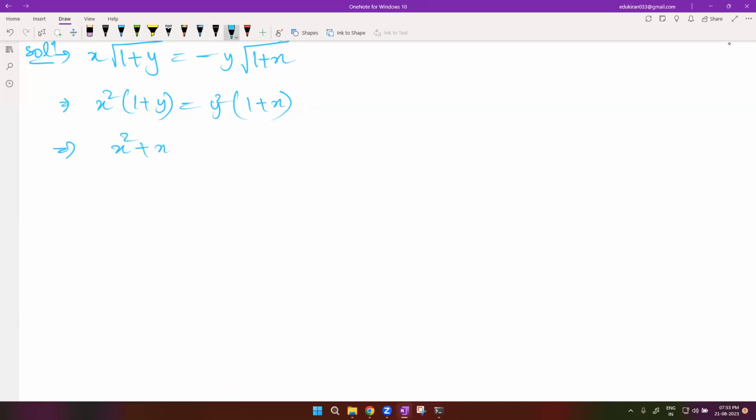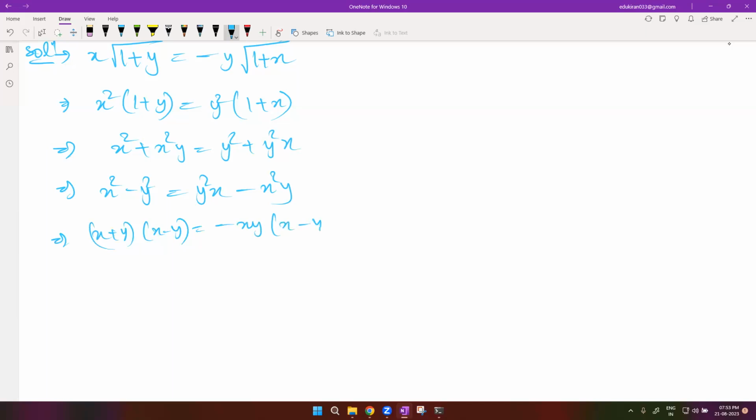So this should be x square plus x square y is equals to y square plus y square x. Then x square minus y square is equals to y square x minus x square y. Then x plus y into x minus y is equals to minus xy into x minus y. Then your x minus y gets cancelled out. Then this is x plus y plus xy is equals to 0.